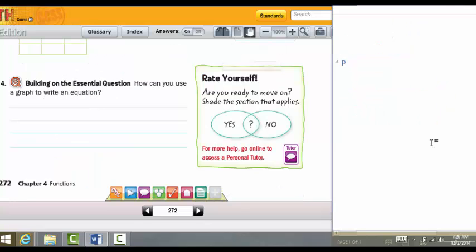Okay, building on the essential question, how can you use a graph to write an equation? Well, the simple way to take a look at that is think about the fact that really all you need to do is find 2 points, and by choosing those 2 points you can find the slope, and then you can use the slope and one of those points in the slope-intercept form to find the y-intercept, and then you can write the equation.